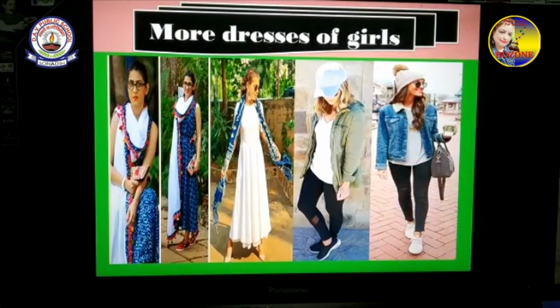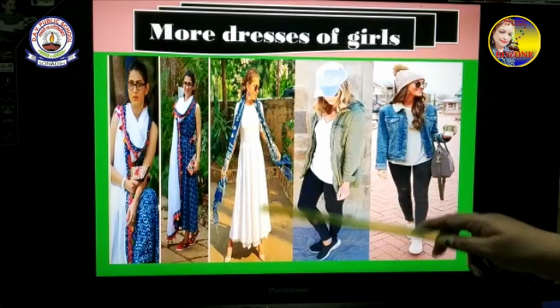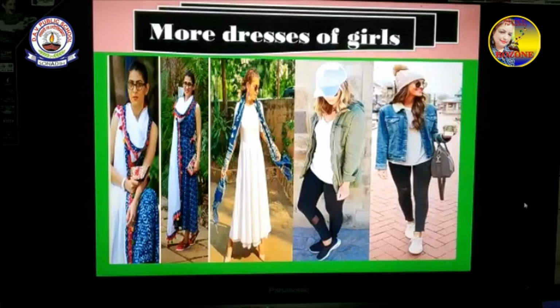Now see children, more dresses of girls you can see, and many of you must be wearing jeans and tops, t-shirts and jackets, and the skirt and long frock, all these different types of dresses. I'm sure most of you are wearing them, and many of your sisters, elder sisters or cousins in the family must be wearing these comfortable dresses to travel from one place to another, a whole day in college, or working in offices. So this makes it easy for them to move around, and that's why they wear these dresses.